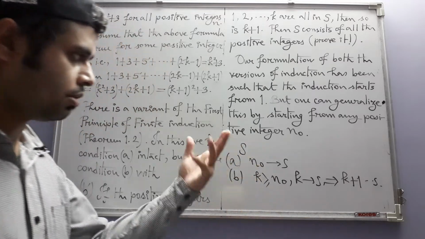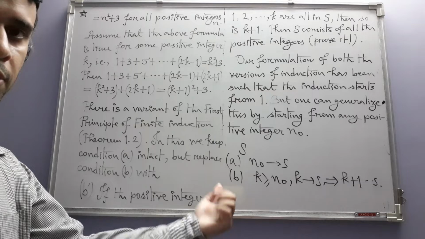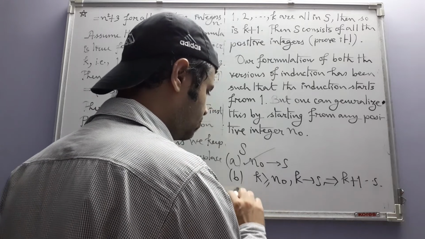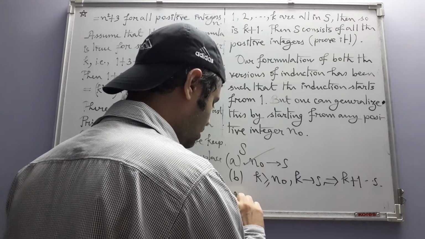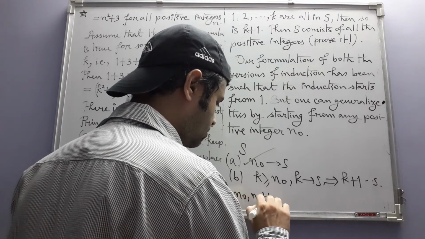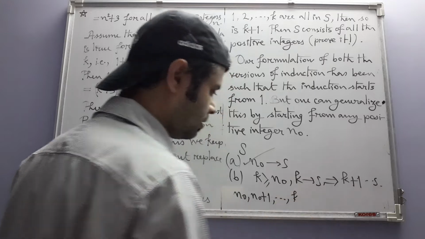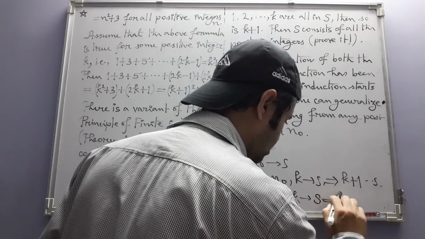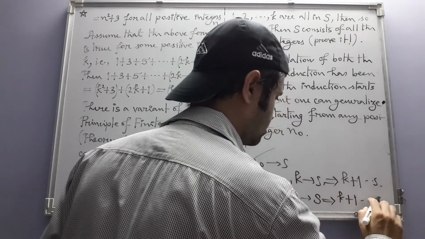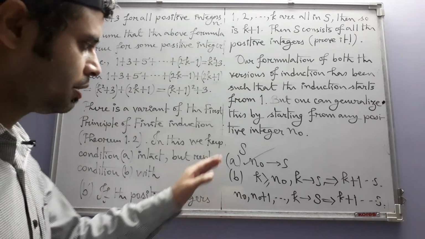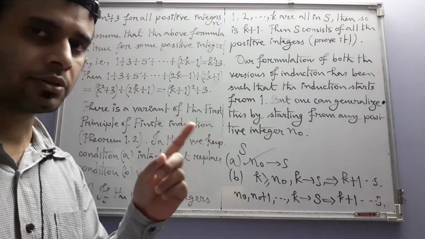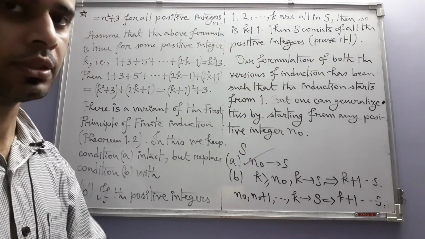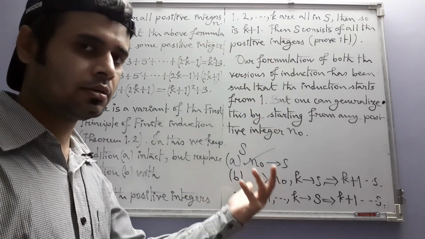And if you modify the second principle like this, then the first condition will be this and the second condition will be this. If all the positive integers n naught plus 1 etc. up to k, where k itself is some positive integer, belong to S, then k plus 1 belongs to S. Then also the conclusion is the same. S is the set of all positive integers greater than or equal to n naught. Okay, and these versions also can be proved. They can actually be proved using the well ordering principle.